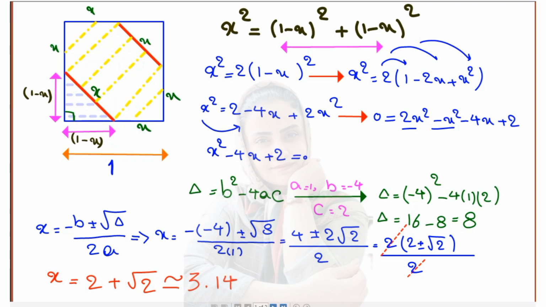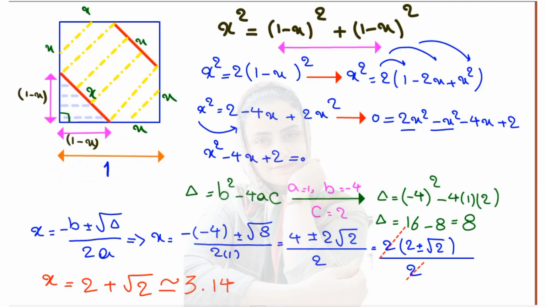Now we check the results. The first one, 2 plus root 2, is approximately 3.14, which is too big. The side of the square is only 1, so this doesn't make sense. The second one, 2 minus root 2, is approximately 0.59, which fits perfectly inside the square. So the correct value for the side of the hexagon is x equals 2 minus root 2, which is about 0.59.